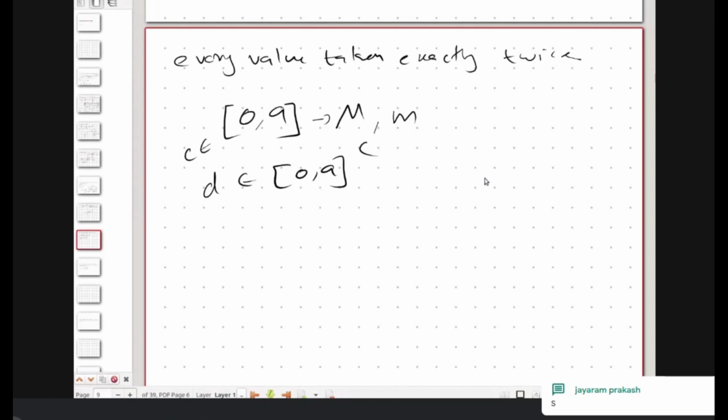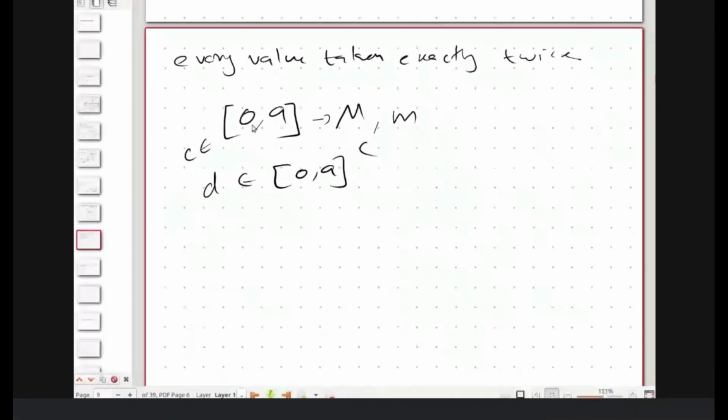So I have written that C is an element of closed 0, a, and the maximum is capital M, the minimum is small m. And I'm taking some element from the complement and one element from inside. Nimmi, can you continue?